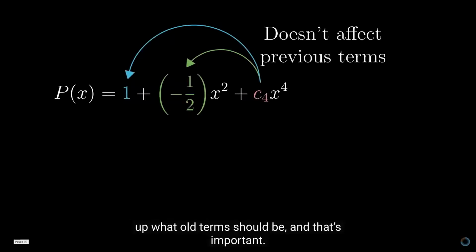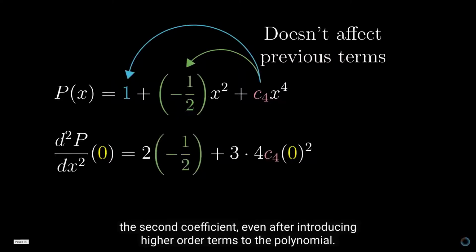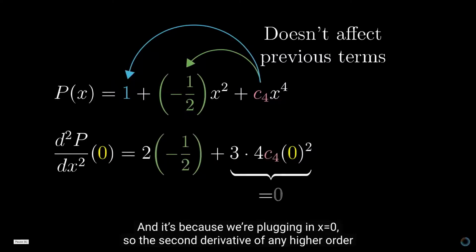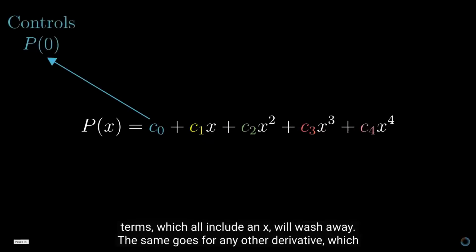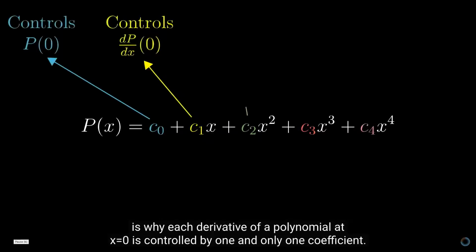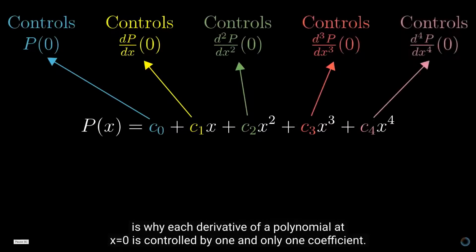The second thing to notice is that adding on new terms, like this c4 times x to the fourth, doesn't mess up what the old terms should be. And that's really important. For example, the second derivative of this polynomial at x equals 0 is still equal to 2 times the second coefficient, even after you introduce higher order terms. And it's because we're plugging in x equals 0. So the second derivative of any higher order term, which all include an x, will just wash away. And the same goes for any other derivative, which is why each derivative of a polynomial at x equals 0 is controlled by one and only one of the coefficients.